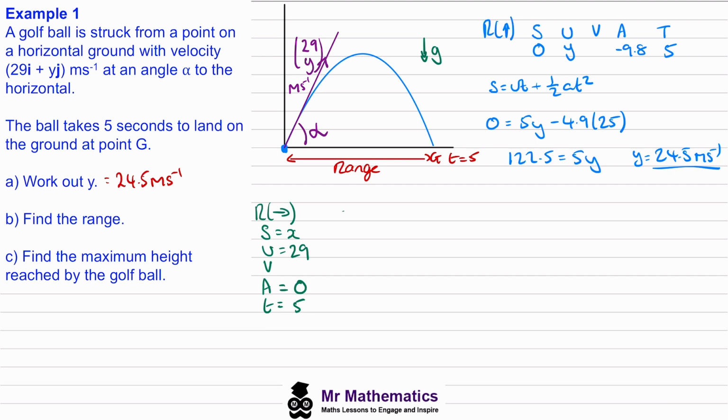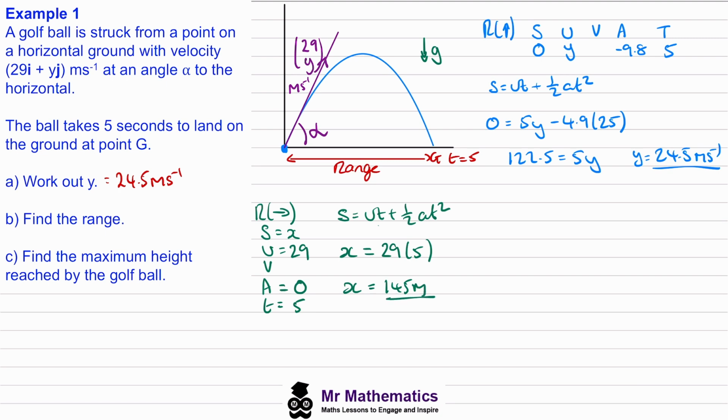We can use the same formula, ut plus a half at squared. We know s is given as x, the initial velocity is 29, and the time is 5. This bit we don't need to worry about because the acceleration is 0, so all of that will become 0. So we can work out x as 29 times 5, and this will be 145 meters.